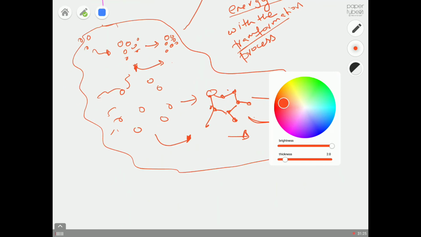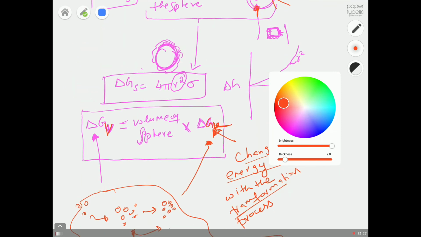You don't have to imagine these things. I'm just saying we have this delta GV parameter because there are some transformation processes happening. So it is the change in energy associated with the transformation process. Some energy will be minimized when you move from solution to an intermediate phase that has some definite volume. That's how you have to keep these things in your mind.